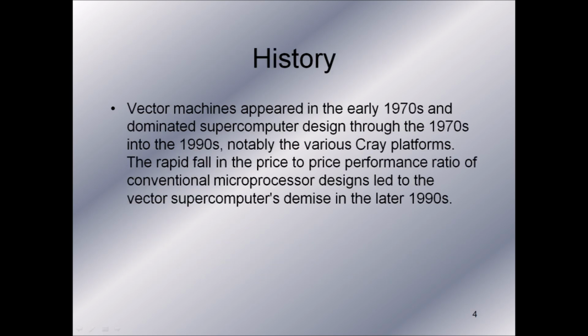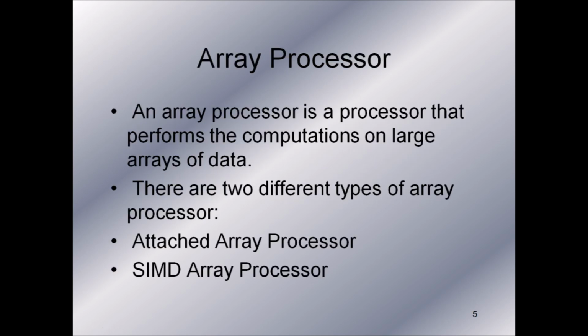Let's go to the history section now. Vector machines appeared in the early 1970s and dominated supercomputer designs through the 1970s into the 1990s, notably through various Cray platforms. The rapid fall in the price to performance ratio of conventional microprocessor designs led to the vector supercomputers' demise in the later 1990s. Now, let's talk about array processors.